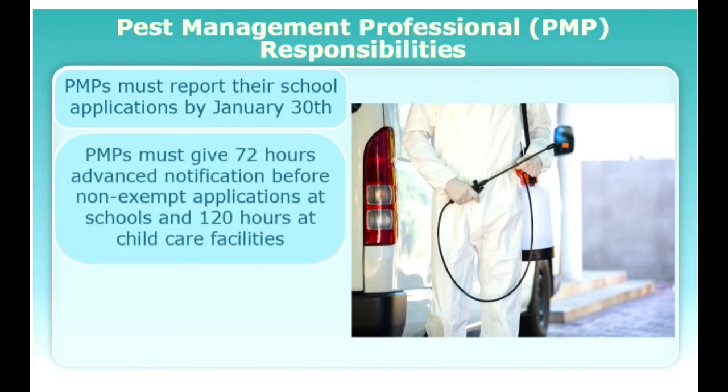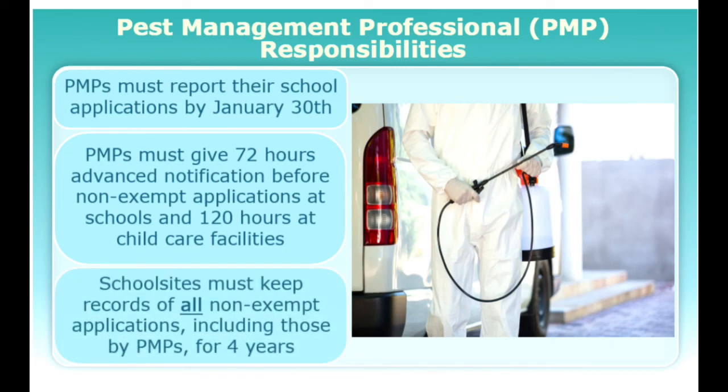PMPs must give advance notification of non-exempt pesticide use at least 3 days prior to application at schools and 5 days prior to application at child care centers. Notifications must include product name, manufacturer, U.S. EPA registration number, active ingredient, area treated, date, and the reason for the application. This information is necessary for every application because school sites must keep records of all applications, including those made by PMPs, for 4 years.